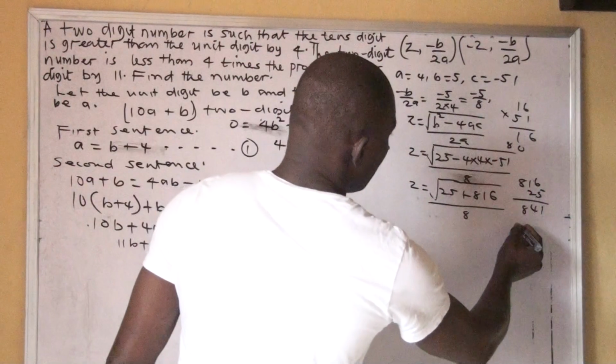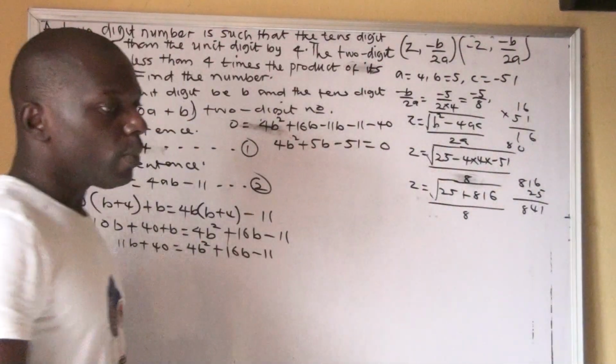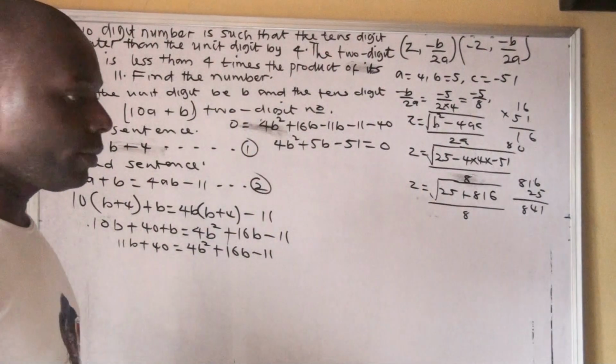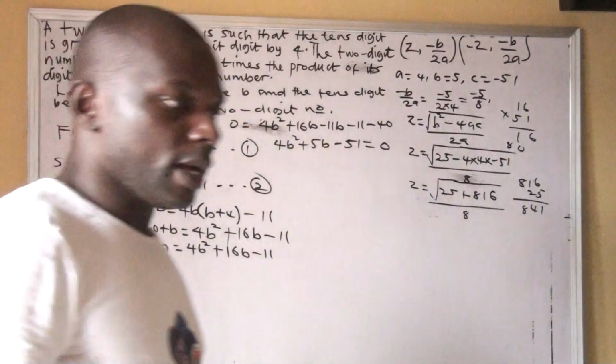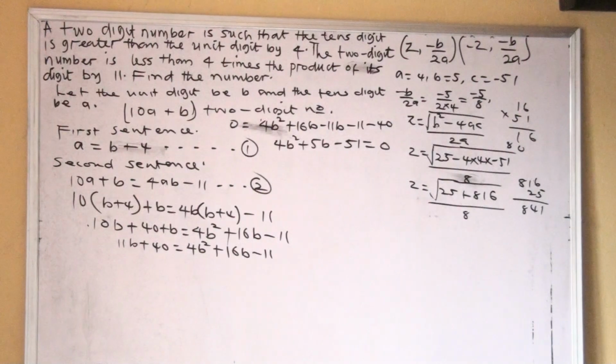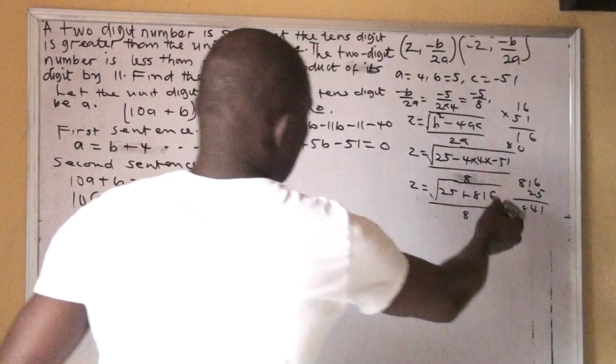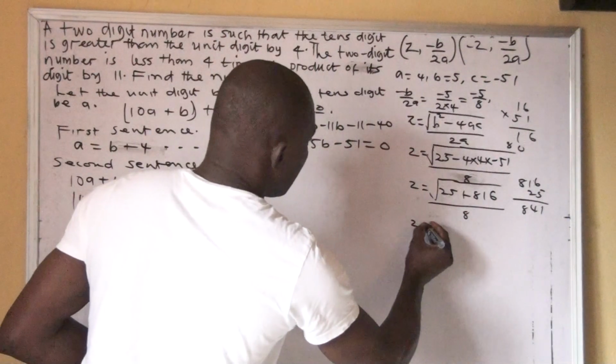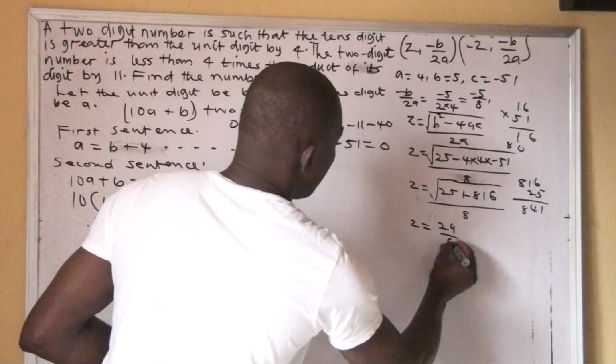Let's find the square root of 841. The square root of 841 will eventually give us 29. Z is equal to 29 over 8.